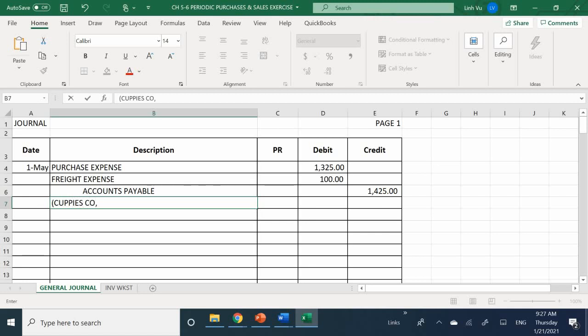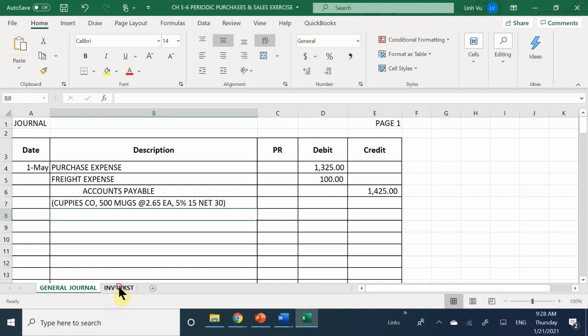And I'm going to write here that I bought this from Cuppy's Co. How many items did I buy? I bought 500. What were my specific items? Brown mugs, at $2.65 each. And what were my terms? 5%, 15, net 30. So that means at least I'm indicating that I have terms, okay? So good, that's how you journalize it.